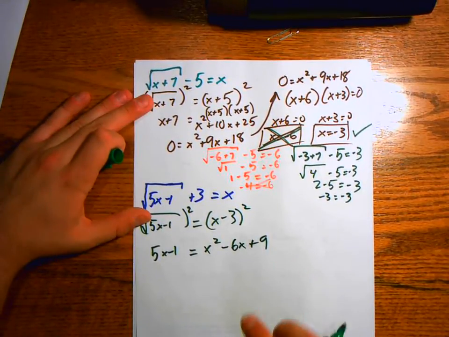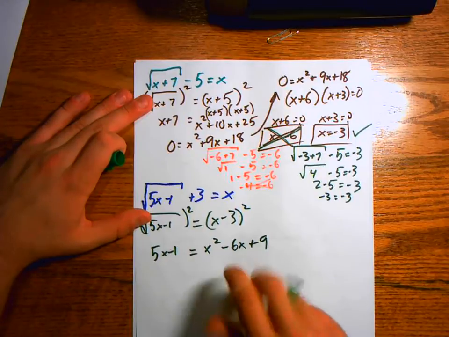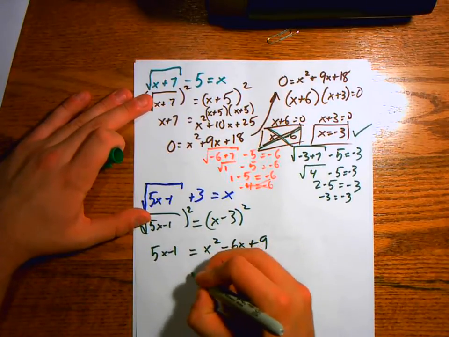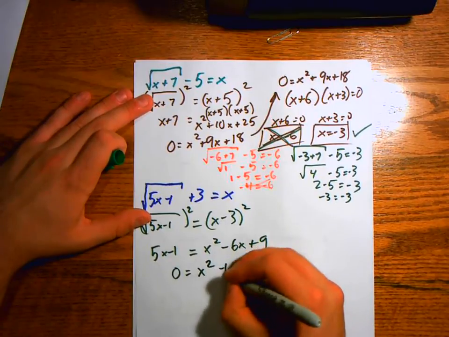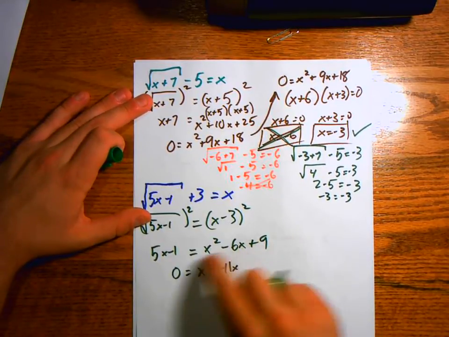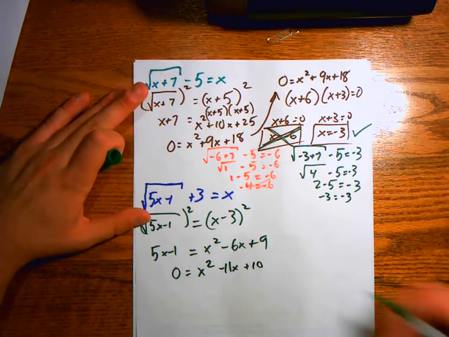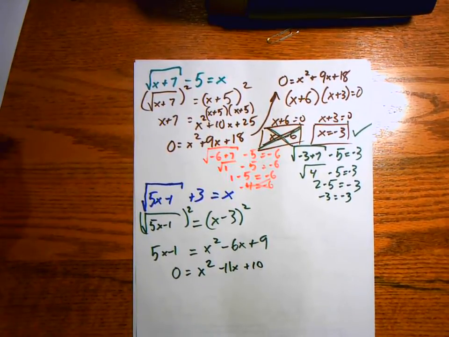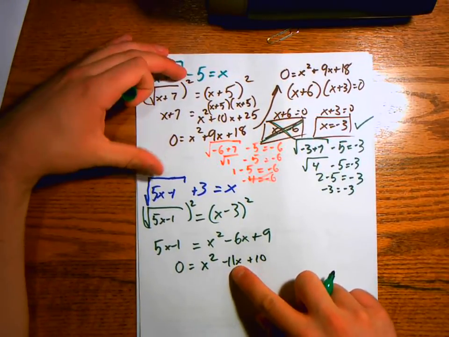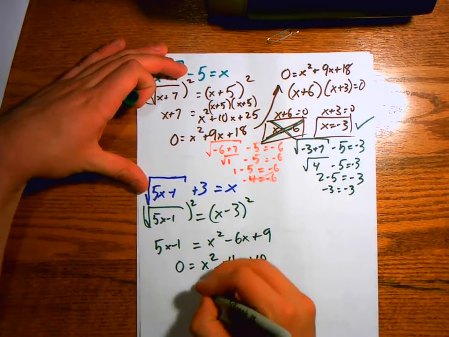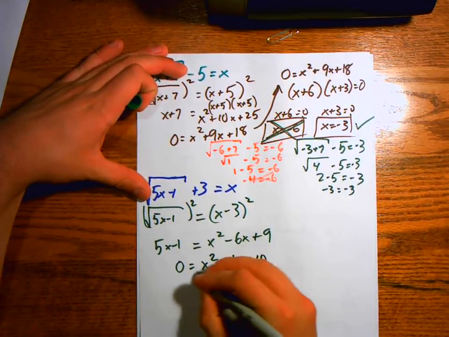Then getting everything over to one side, I'm going to subtract 5x and add 1. So I get 0 equals x squared, negative 6 minus 5 is negative 11x, and 9 plus 1 is 10. If I look to factor, multiplying the outside gives me 10. 2 factors of 10 that add up to equal negative 11 are negative 10 and negative 1.